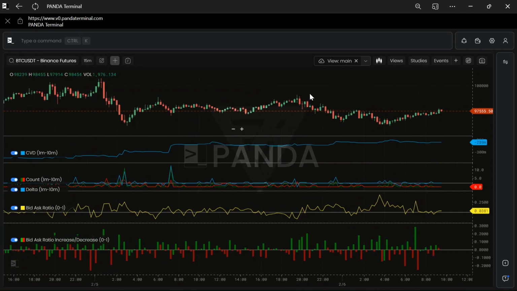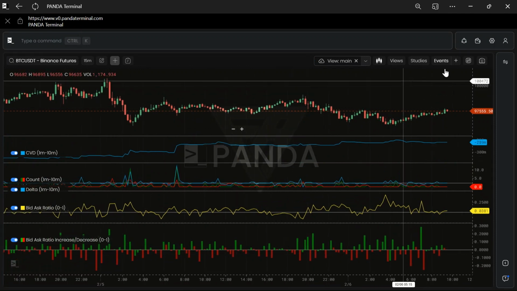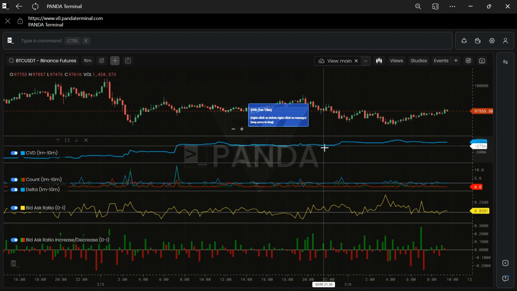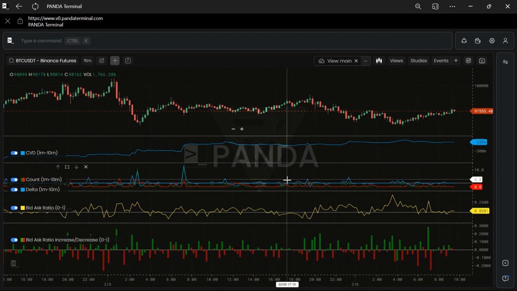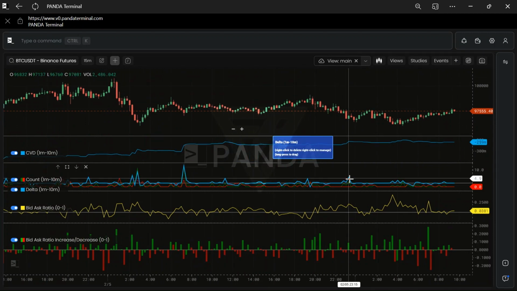Next we will discuss Intel events. It does the same thing as TRDR alerts. We can apply different conditions on various indicators. And once those conditions are met, it will highlight that on the chart.